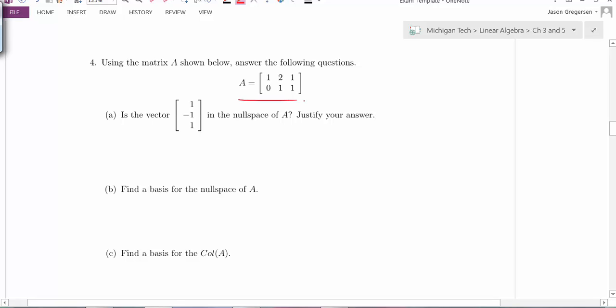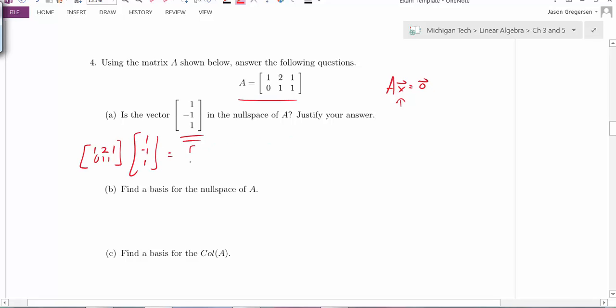The first one says, is this vector in the null space of A? Well, the null space of A is the set of all vectors that map to 0, all the solutions to the homogeneous equation. So to see if this is a solution, I could just take A and multiply it by x to see if I get 0, 0.